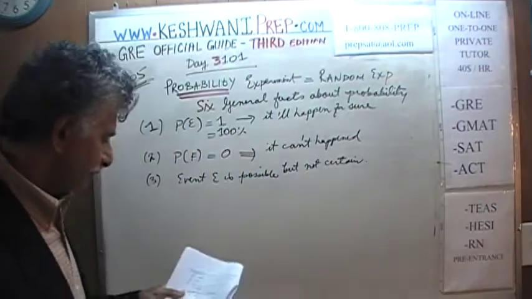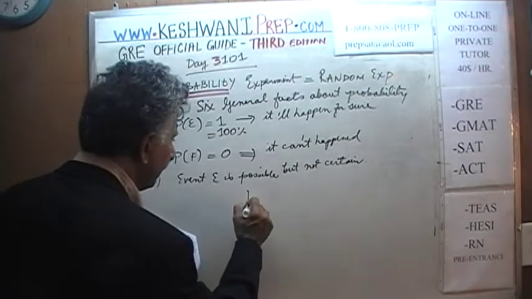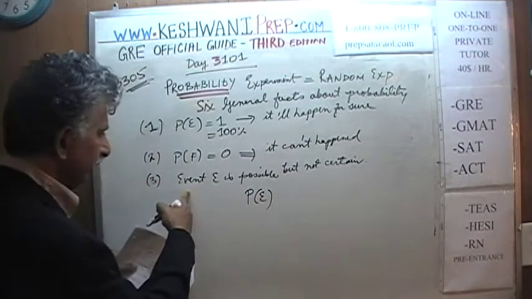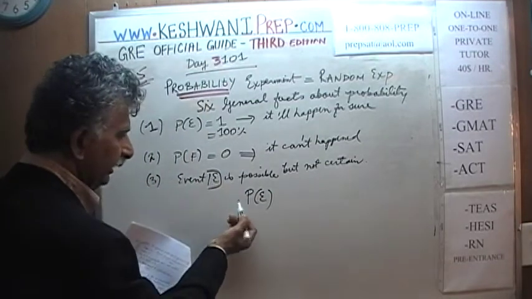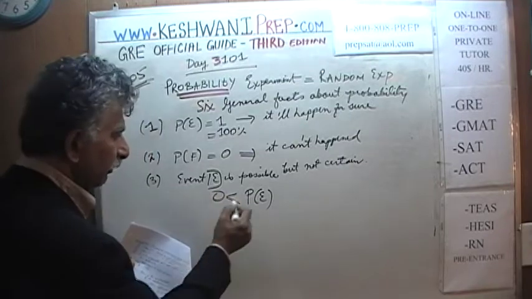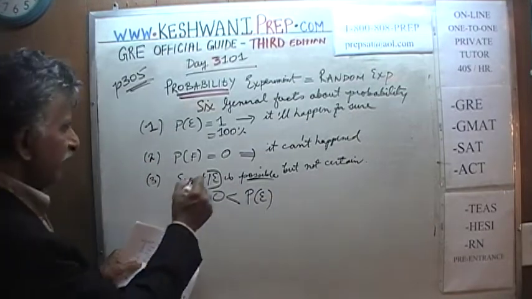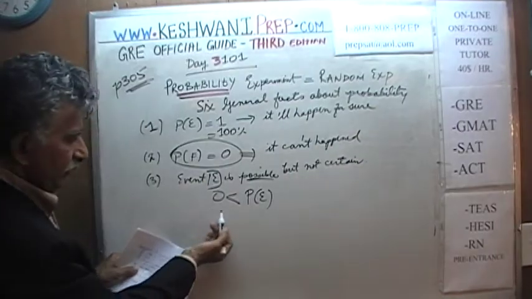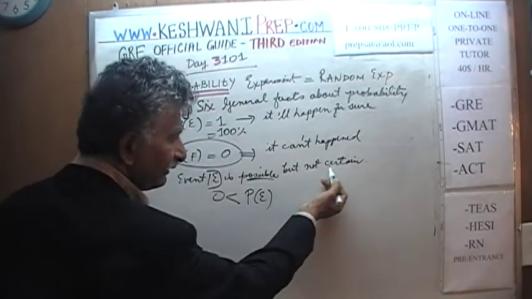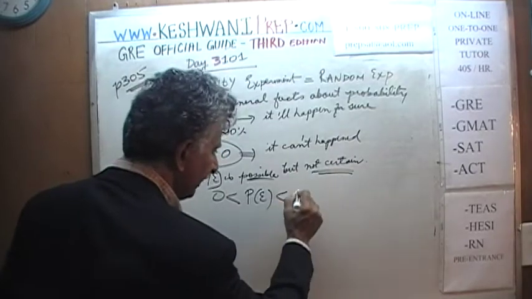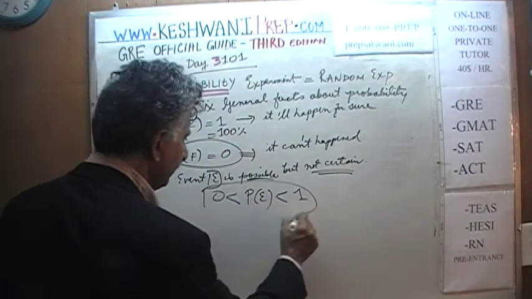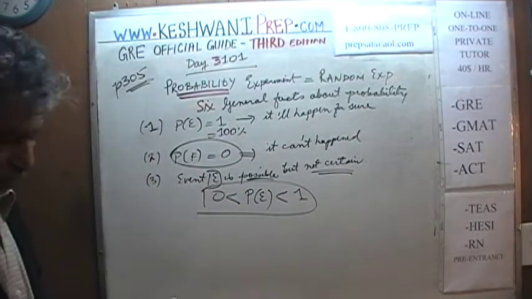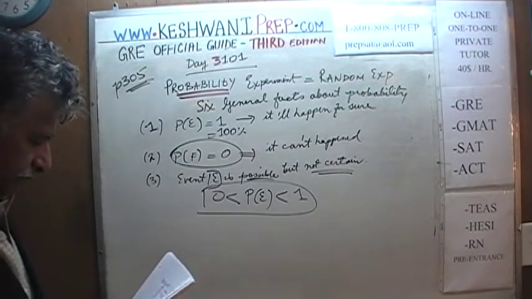In that case, we know that the probability of event E has to be more than 0, because it is possible, it's not impossible. Had it been impossible, the probability would have been 0. It can happen, so it has to be more than 0. But it's not certain, which means it's not 100%. So the probability in this case is between 0 and 1.